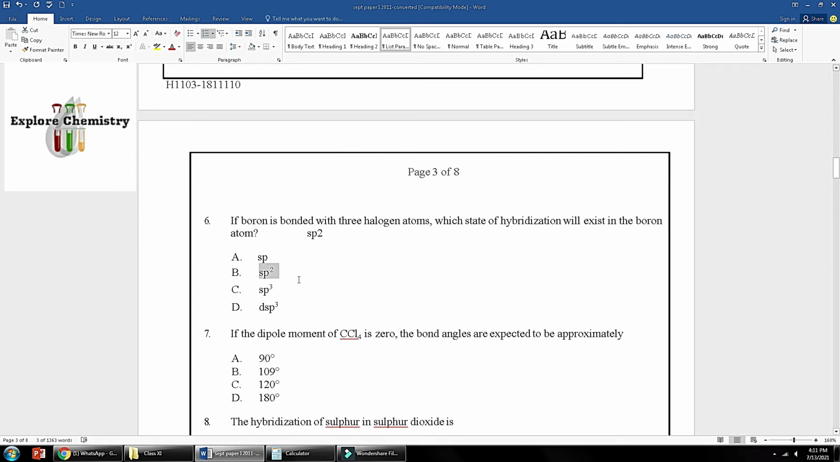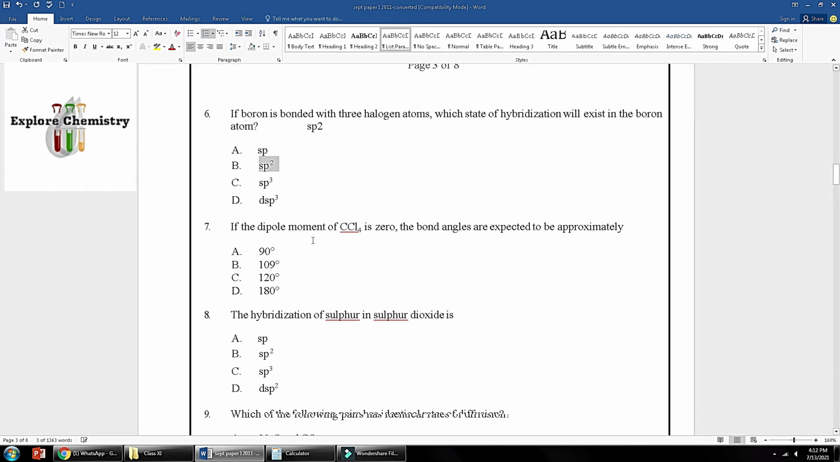And boron, whenever it is bonded with hydrogen or halogen atoms, takes a trigonal planar shape, and in trigonal planar geometry, hybridization is always sp2. Number 7, if the dipole moment of CCl4 is 0, the bond angles are expected to be approximately.